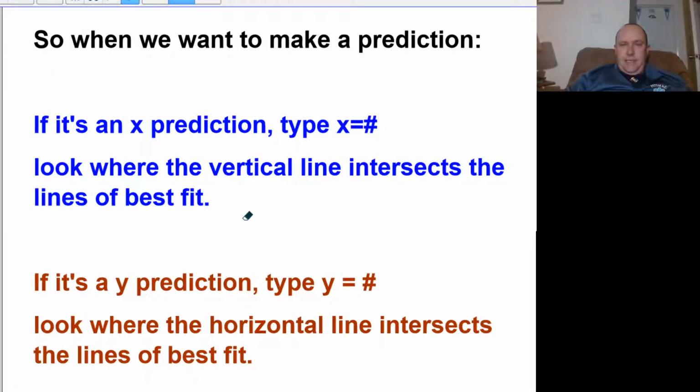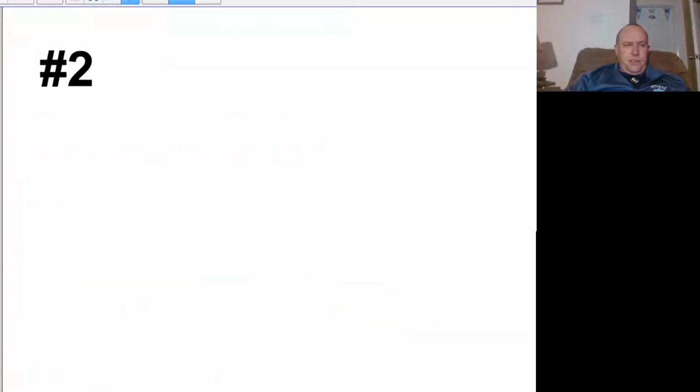Now, the main part of today's lesson was making a prediction. Once we have a rule, can we use that rule to help us find what another answer is? Most of our predictions are going to be predictions for X. They're going to give you an X value, or something on the X-axis, and you plug that value in. So when they do that, we type in X equals a number, and look where the two lines intersect. It'll draw a vertical line, and your line of best fit, and you look where they cross. If it does ask for a Y prediction, then you type in Y equals that number. It'll draw a horizontal line, but same idea, you look where the two lines intersect. And we'll look at a couple of questions so you can see that.